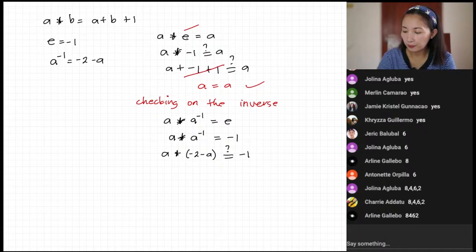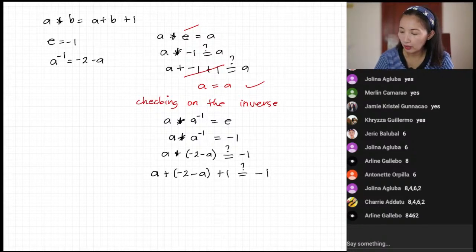Okay, let's see. Again, using the definition of star, this plus 1. Okay, let's see. So, A plus negative 2 minus A plus 1. Will it be equal to negative 1? Okay, obviously, they are equal. A with negative A will strike out, and negative 2 plus 1 is equal to negative 1. Correct? Negative 1 equals negative 1.